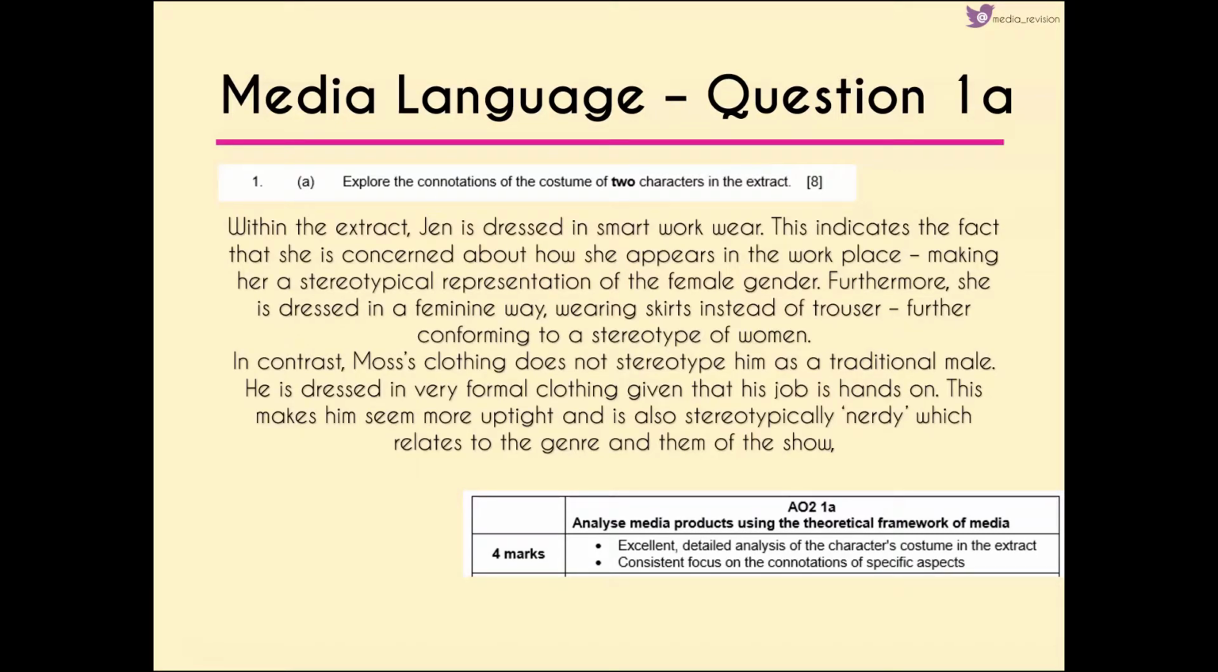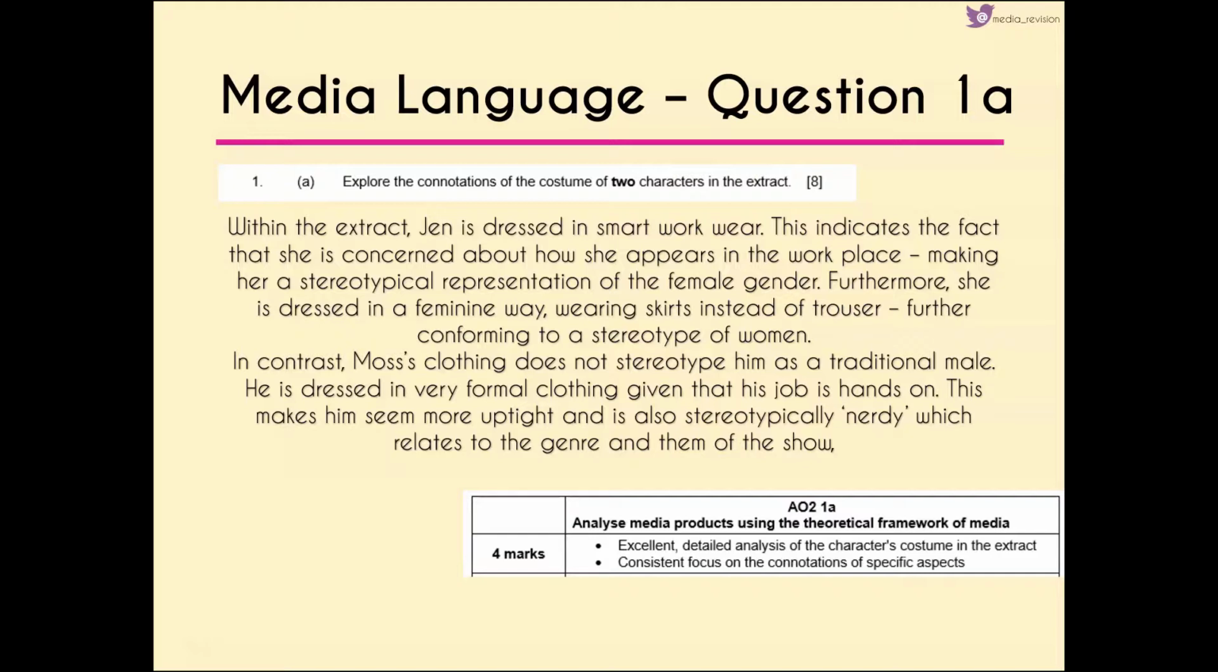Within the extract, which in this instance is the whole episode, Jen is dressed in smart workwear. This indicates the fact that she's concerned about how she appears in the workplace, making her a stereotypical representation of the female gender. Furthermore, she's dressed in a feminine way, wearing skirts instead of trousers, further conforming to the stereotype of women. In contrast, Moss's clothing does not stereotype him as a traditional male. He's dressed in very formal clothing given that his job is hands-on. This makes him seem more uptight and is also stereotypically nerdy, which relates to the genre and theme of the show.